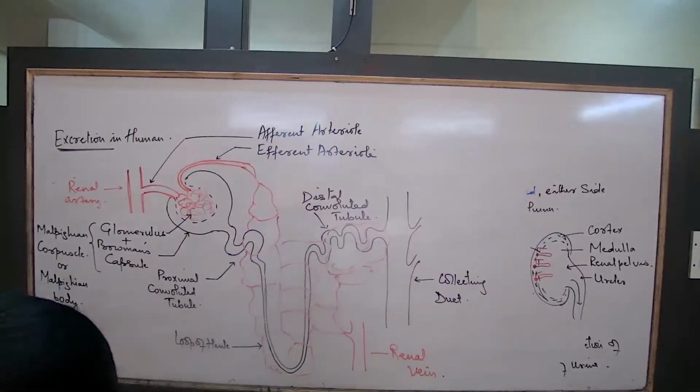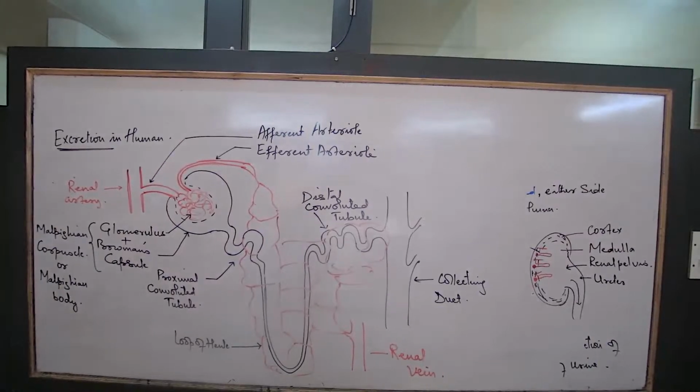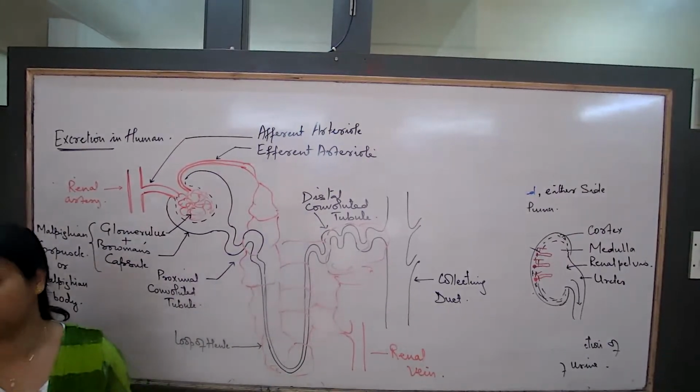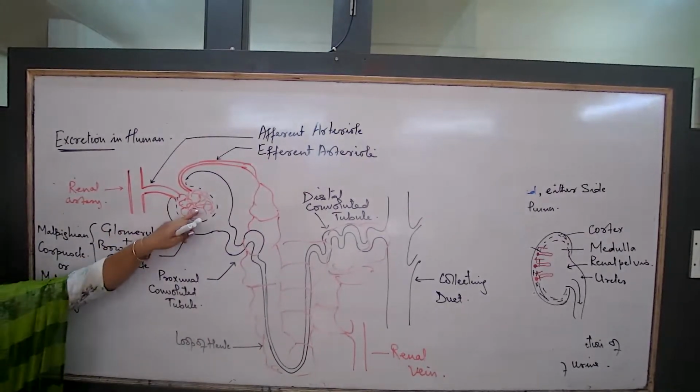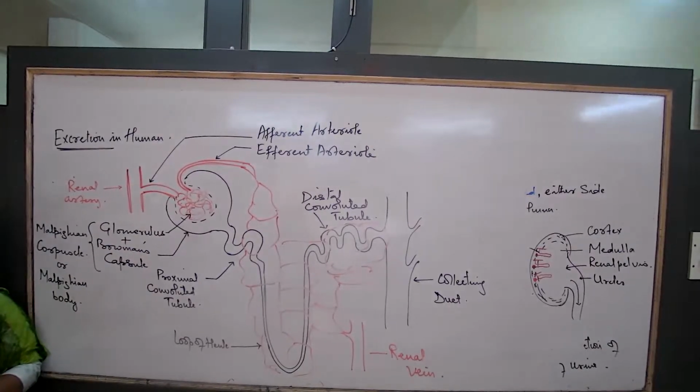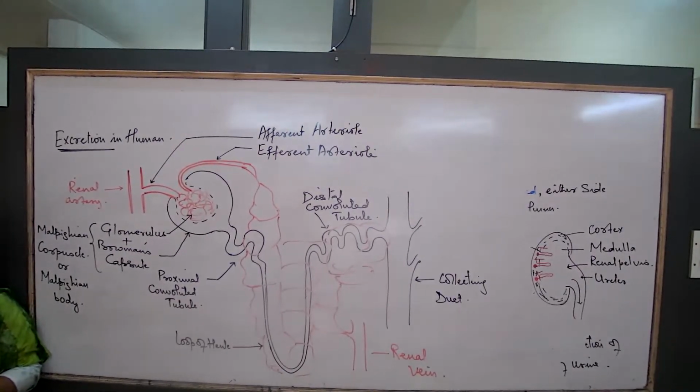See the glomerulus part, make it a bit prominent. The inner wall of the Bowman's capsule, थोड़ा prominent draw करो, and inside the glomerulus also draw prominent.